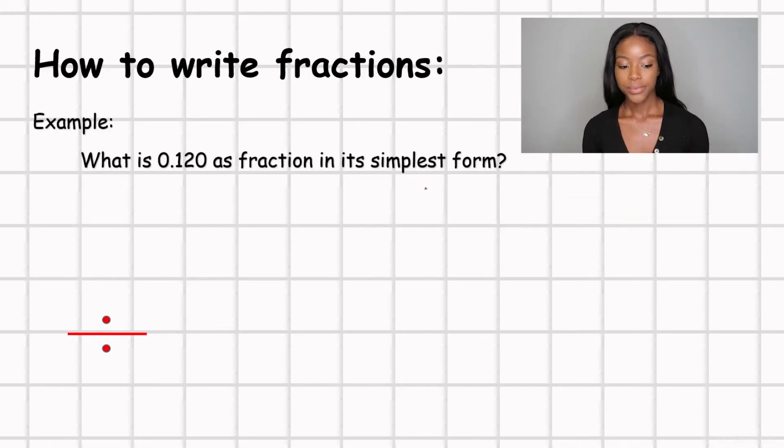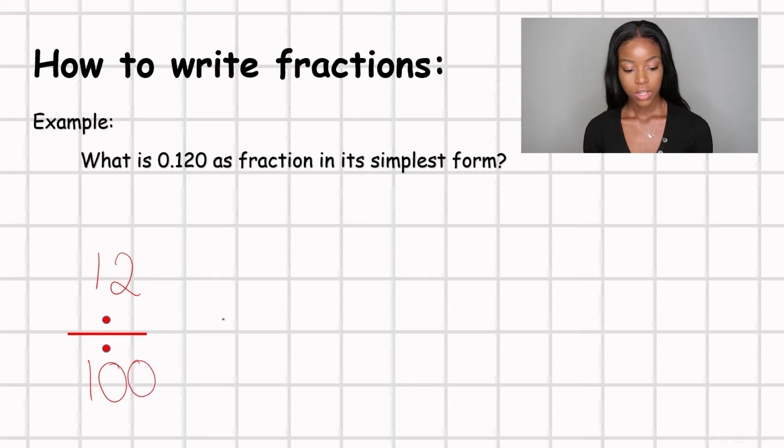With what we know now, let's do a quick example to illustrate how we would use fractions ourselves. If we had 0.120 as a fraction, what would this be? We would start off by looking at 0.120. We could say that it's 12 divided by 1, 2, so divided by 2 decimal places, which is 100. So we can say that 0.120 as a fraction would be 12 divided by 100.